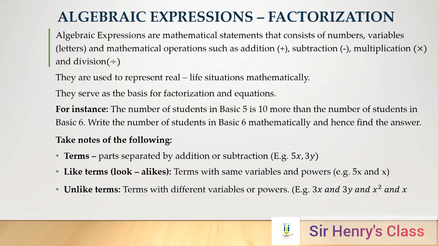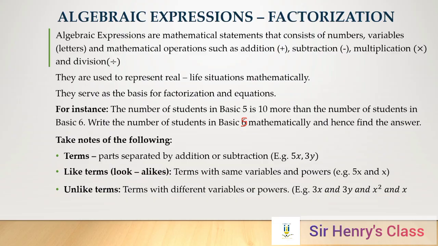So let's do a little correction here. Let's make it basic 5, sorry. So in basic 5, the number of students is 10 more than those in basic 6. What this simply means is that if you want to get the number of students in basic 5, you would have to add 10 to the number of students in basic 6.